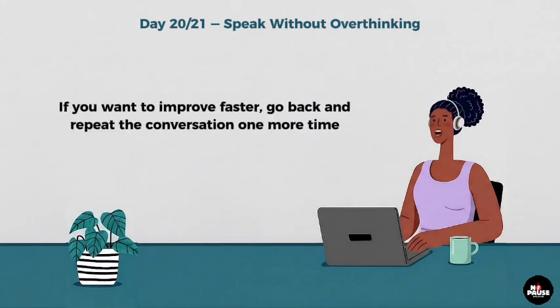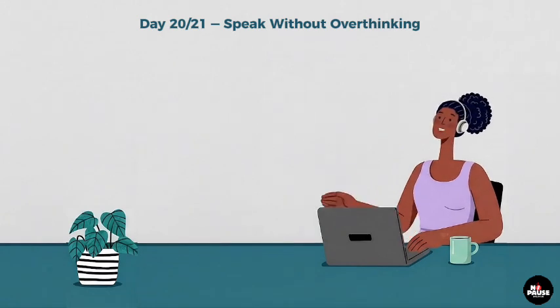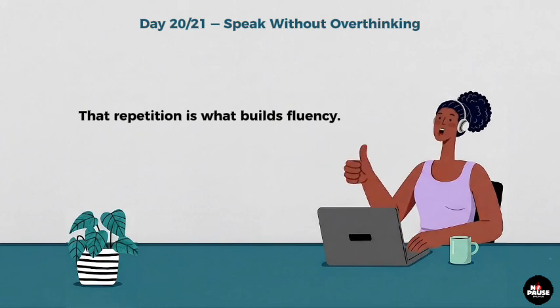If you want to improve faster, go back and repeat the conversation one more time. Then do the shadowing again out loud. That repetition is what builds fluency.